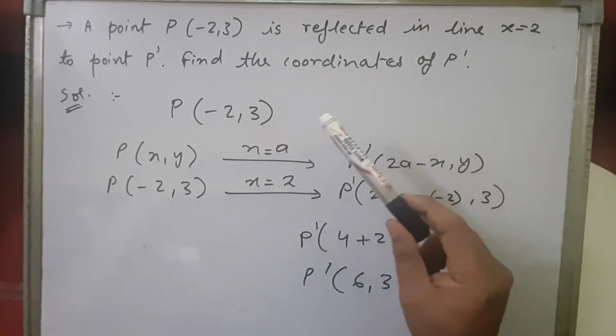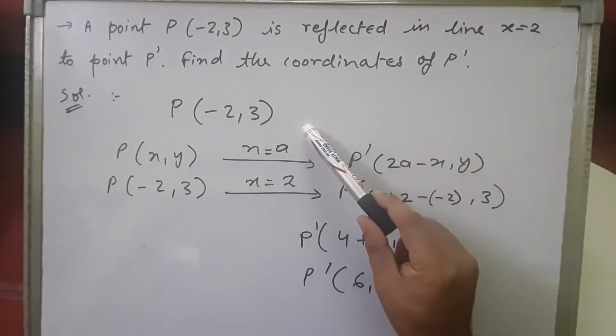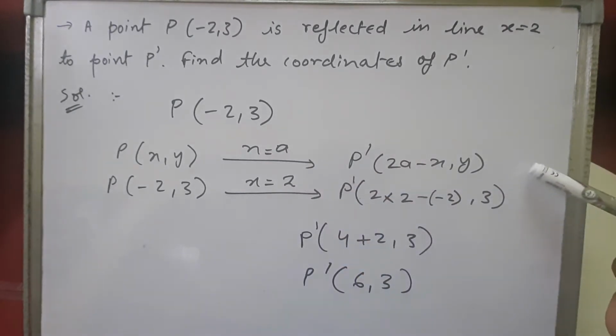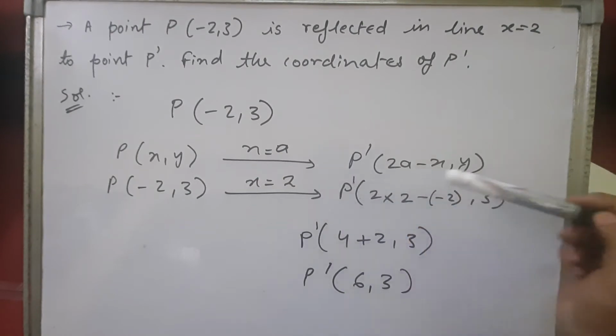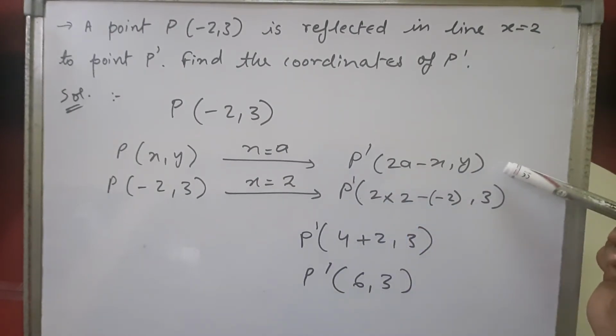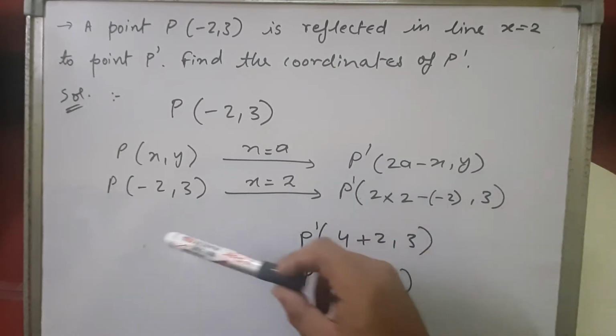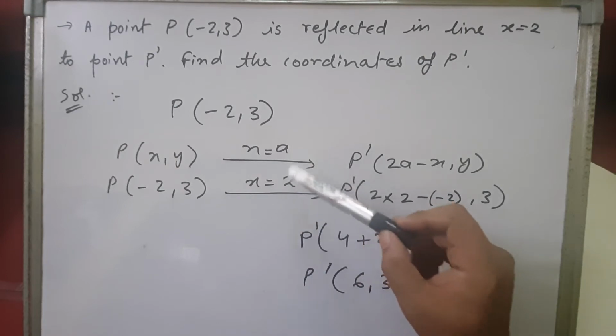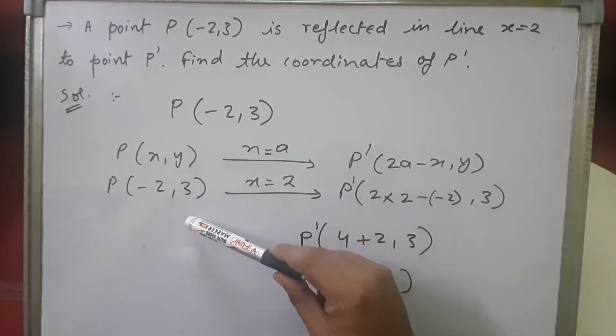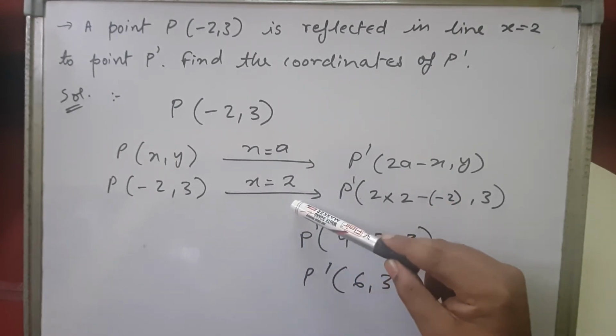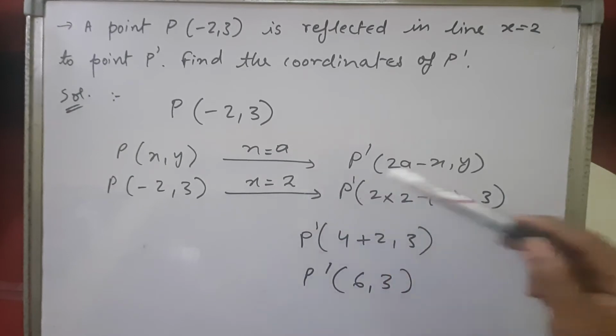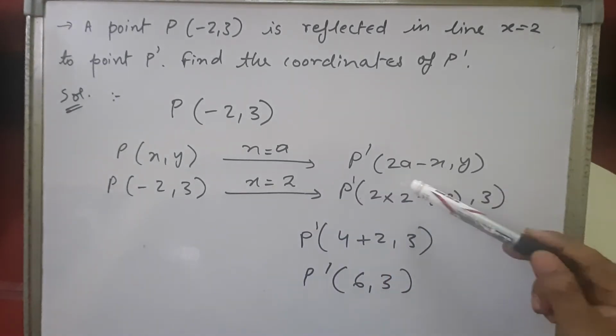Okay children. Now the coordinates of P that we are given are (-2, 3). What we have studied: when a point P (x, y) is reflected about the line x = a, the coordinates of the image will be (2a - x, y). That we have studied, we have proved also, right? Now the value of x is -2, the value of y is 3 and the value of a is 2. That means when the point P (-2, 3) is reflected about the line x = 2, the coordinates of the image will be (2a - x, y).